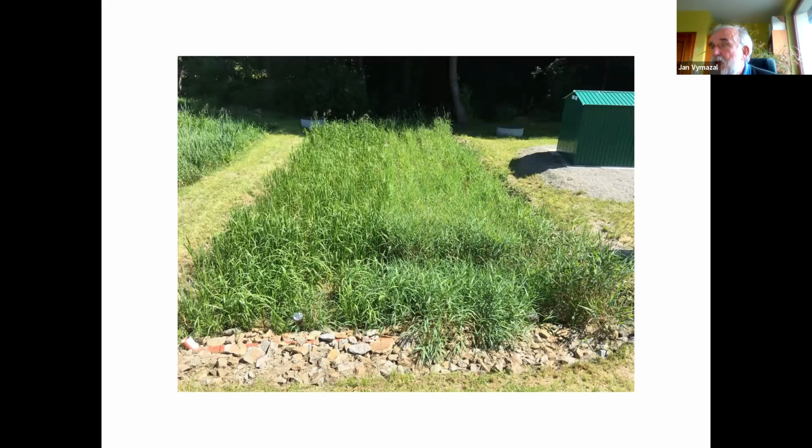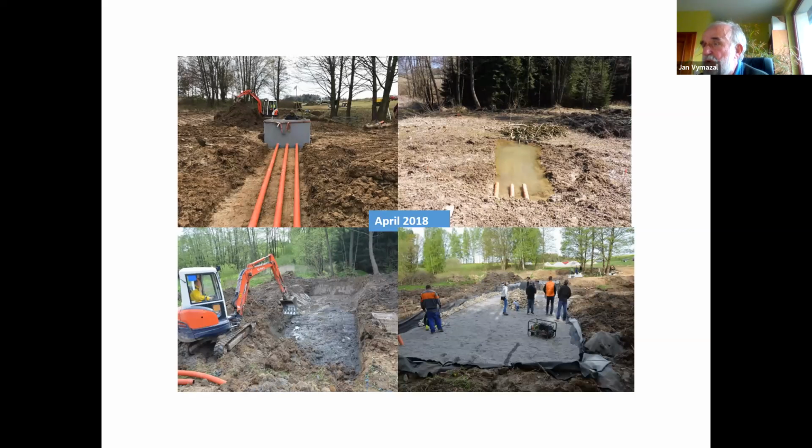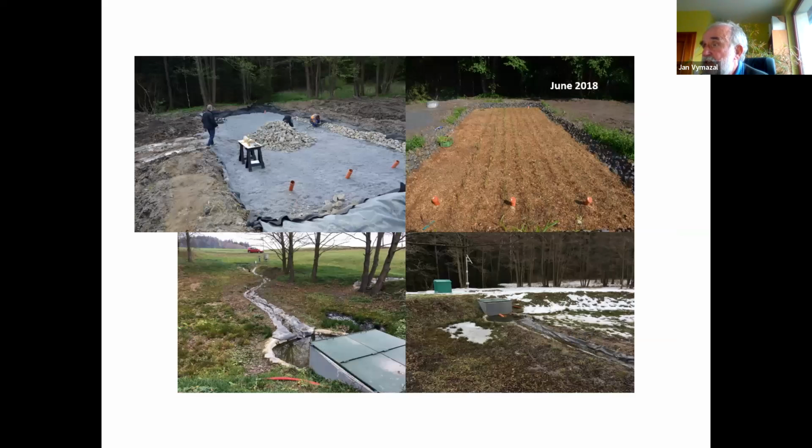And here's the general picture of one of the wetlands, and some pictures from the construction. Those are wetlands with subsurface horizontal flow. This is April 2018. This is June 2018 when we planted. We planted it with bands of Phalaris on the right and Glyceria on the left. We chose these plants because they grow quite fast compared to Phragmites, which takes 3 to 5 years before it gets a really mature stand.